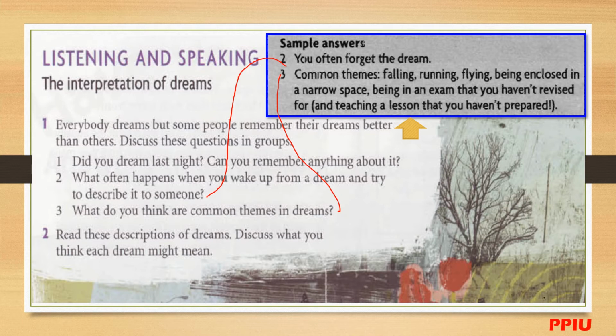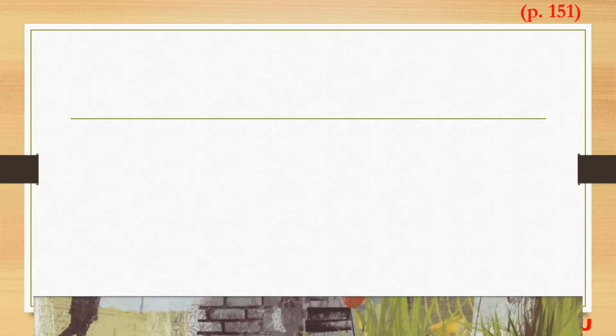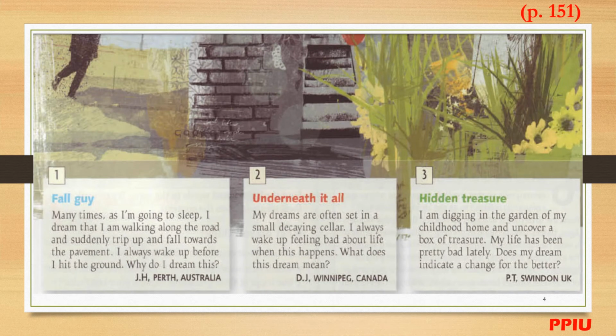Okay, let's move to number 2. Read this description of dreams. Discuss what you think each dream might mean. Okay, see this one. Just read this one: Fall guy. Read with me. We will read one by one.